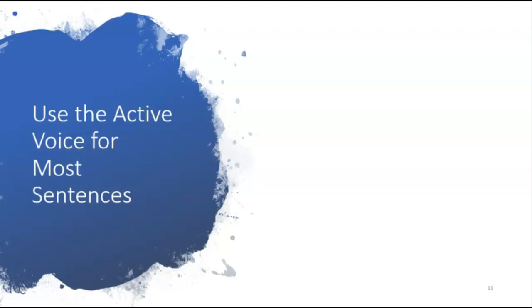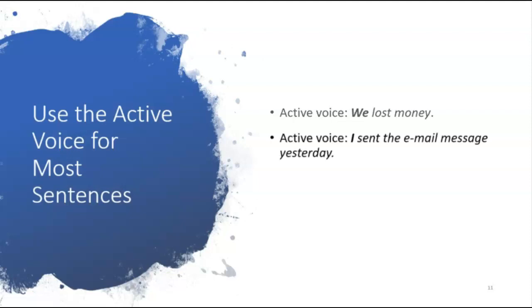Another hint for being direct would be using the active voice for most sentences. In a direct approach, this is especially good because it puts the action first. For example, we lost money. This says who did the action right away: we did the action, we lost the money. Or I sent the email message yesterday. I is doing the action, I sent the email. The subject is the performer in active voice, and this helps to move the message along.